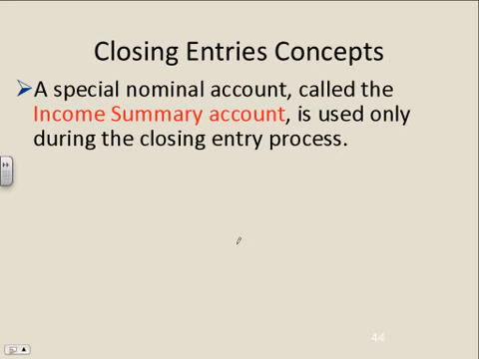So a special nominal account called the income summary is going to be used, so we're going to create it. And it's used only during this closing process. And you'll see how we use that. But just remember, we're adding an account called income summary. And basically, it's a summary of our income because we're going to put our revenue and expenses in there.